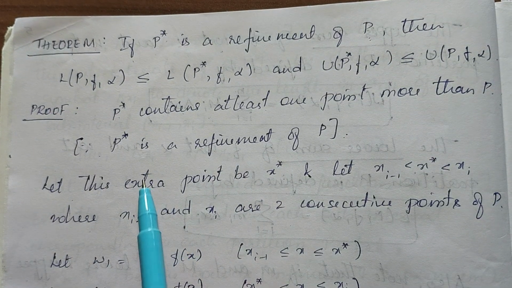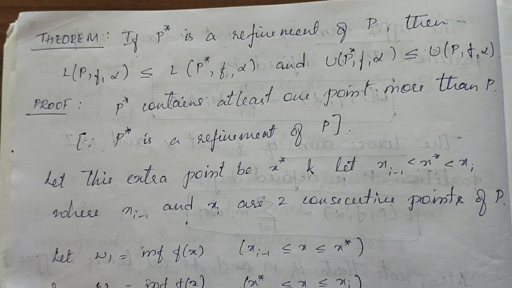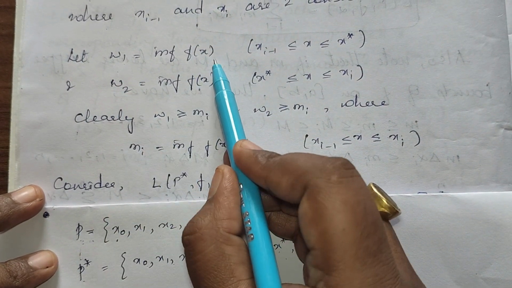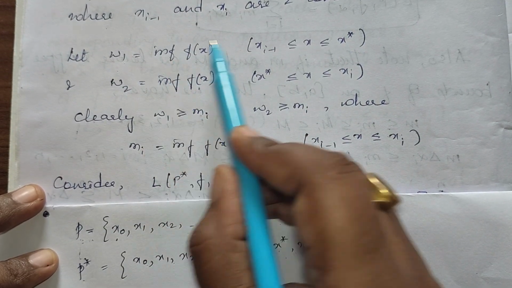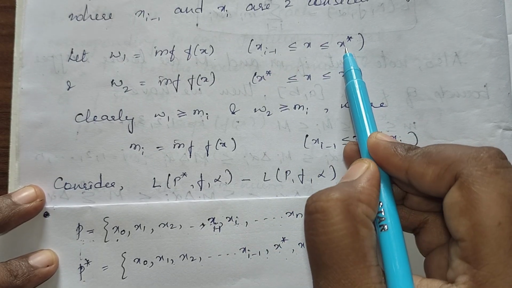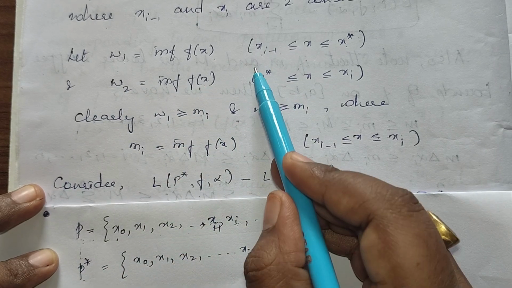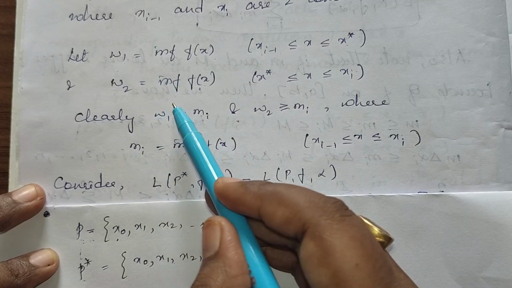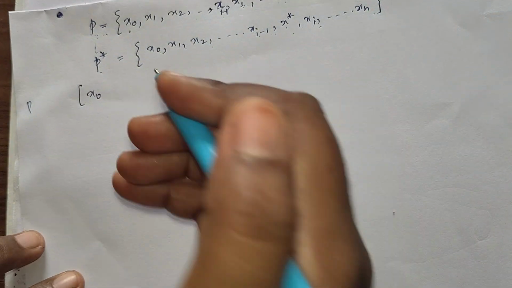Okay, and next what they are telling, let w1 equal to infimum of f of x. Means they are considering w1 to be the infimum in this particular interval, that is from x i minus 1 to x star. Okay, and w2 be the infimum of f of x in this particular interval, that is x star to x i. And the remaining infimum will be same as that we considered in P. See here, I will tell you.